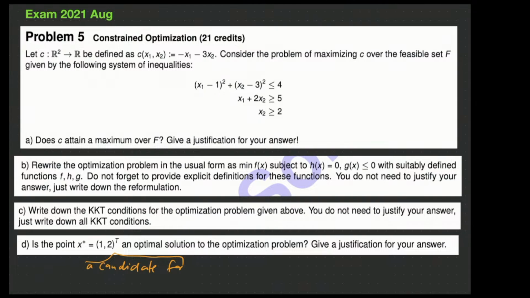One more remark for those that have already done A, B, C. If you get to D for today, it's sufficient to show that this is a candidate point for an optimal solution. To show that this is actually an optimal solution is one more fact that we're going to talk about next week.